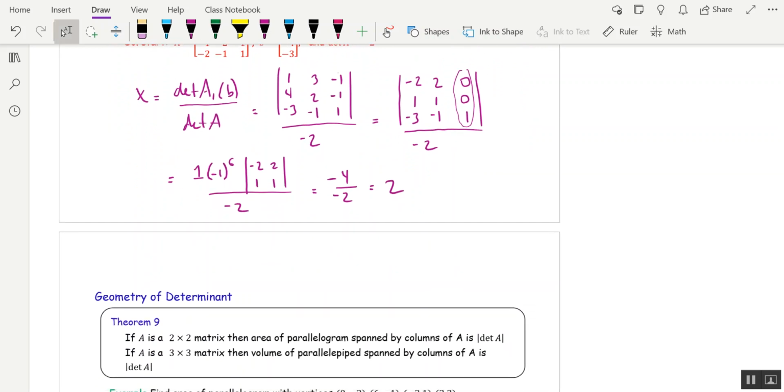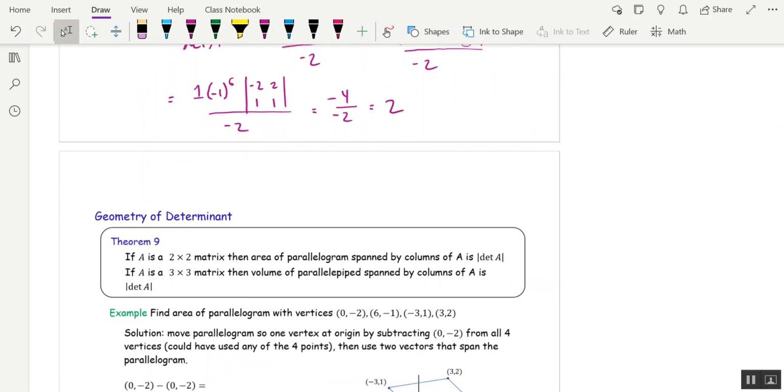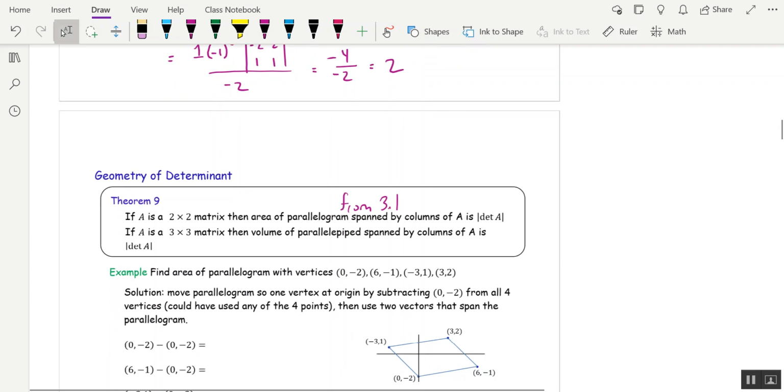Here's an application, geometry of the determinant. If A is a 2 by 2 matrix, the area of the parallelogram spanned by the columns of A is the absolute value of the determinant of A. This was from section 3.1. And we did a problem using this theorem. And I just want to show you it generalizes. If A is 3 by 3, the volume of the parallelepiped, that's just a three-dimensional parallelogram, spanned by the columns of A is also the absolute value of the determinant of A.